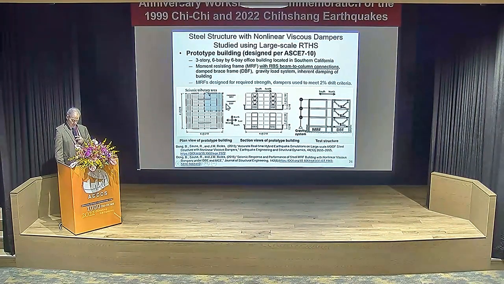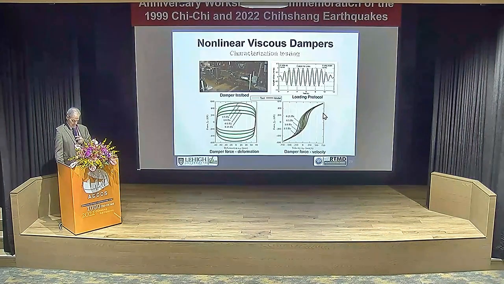We're going to look just at one direction, east-west. This is a seismic tributary area, and looking at the elevation, these are the two lateral load resisting systems, and we consider symmetry in the tributary area. This is the test structure here: gravity, moment frame, the damped braced frame. The dampers were nonlinear viscous dampers. This is a characterization test. You can see the rate dependency there.